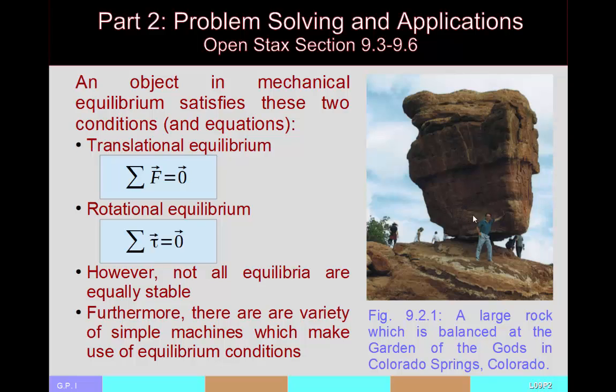It is in fact balanced on this little outcropping on this other rock. You can see that it's not falling in any particular direction. The total force on this rock is zero. The total torque on this rock is zero.